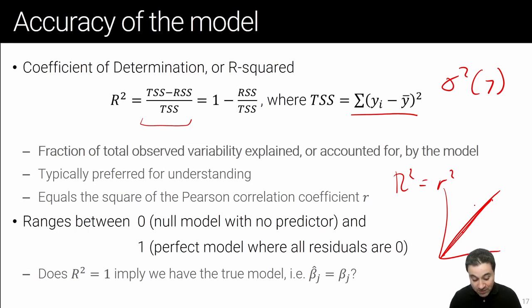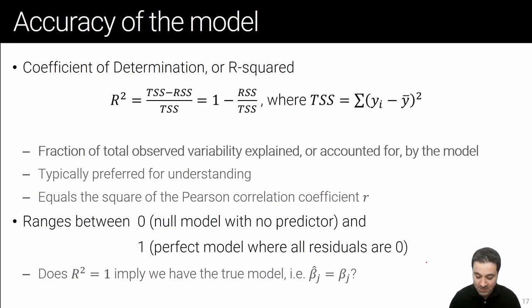Now, a question for you is, if we observe an R-square of 1, does that mean we have the true model? So does that mean that our estimates are equal to the true values, the true model generating the data? Think about it. Well, no, it means it goes through all the observations in our data, it doesn't mean that we have the model generating the data.